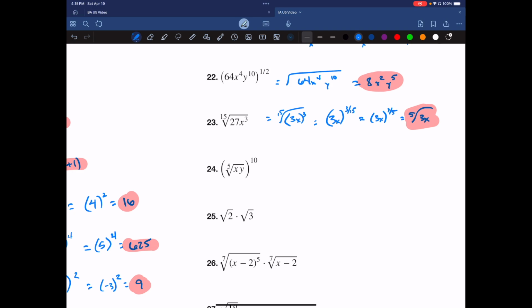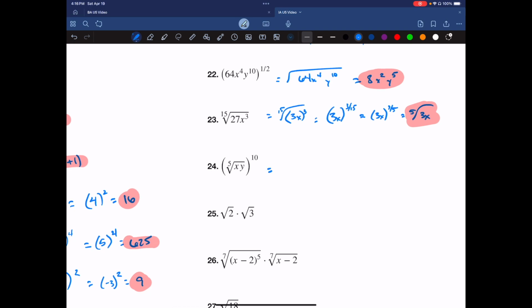On 24, this is the same thing as xy to the 10 over 5. Well, 10 over 5 is 2. So that's xy squared. And you can leave it like that, or you can say x squared y squared. But we're going to leave it like that.